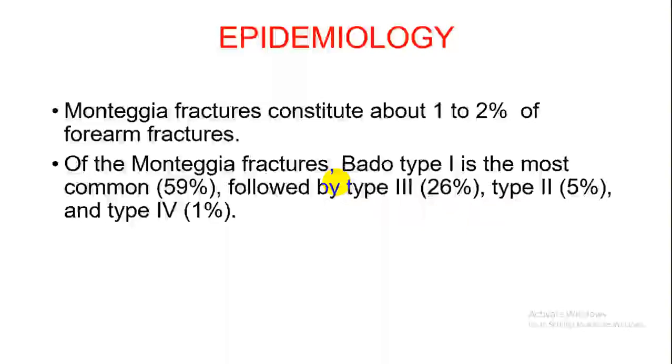Epidemiology: 1 or 2% of forearm fractures. Regarding the incidence of the types of Monteggia fracture-dislocation, there are 4 types described by Bado. The commonest is type 1 at about 60%, type 3 about 25%, type 2 5%, and type 4 1%.